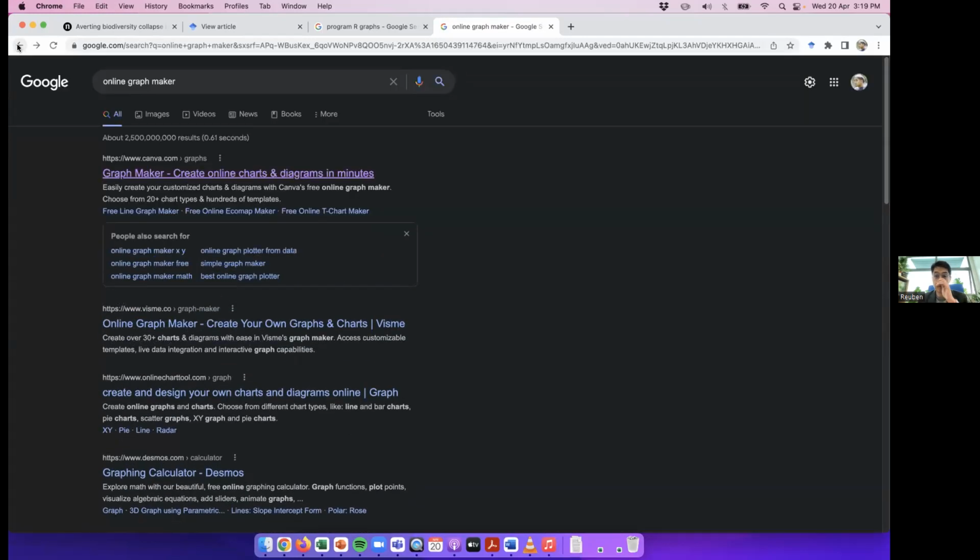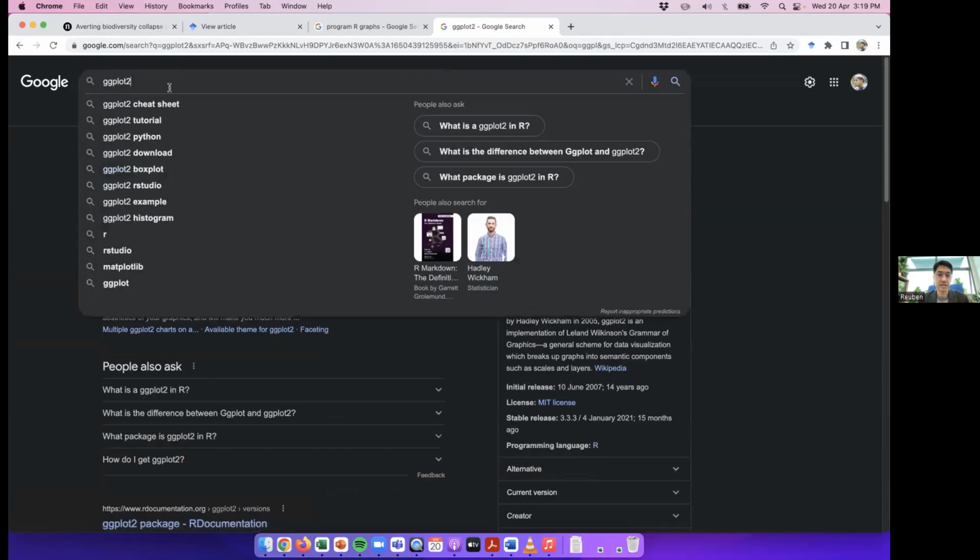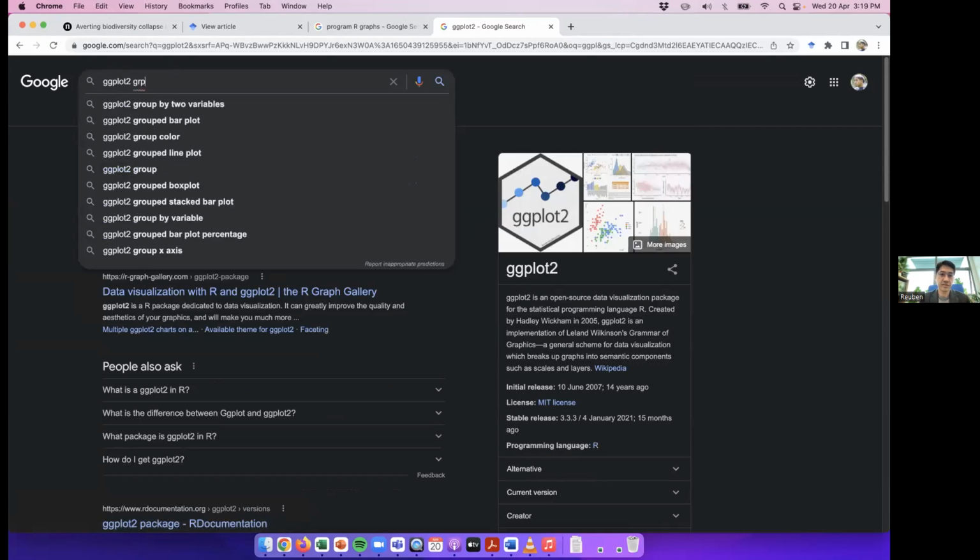Now, these are probably more for presentations, right? So again, R is probably the best software to use. And there's a package called ggplot2. This is one of the features of R that will allow you to create beautiful graphs.